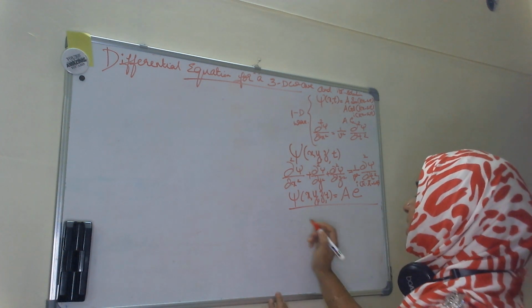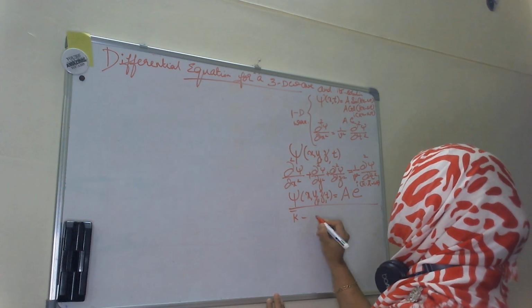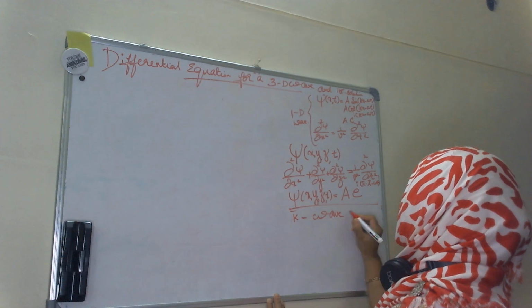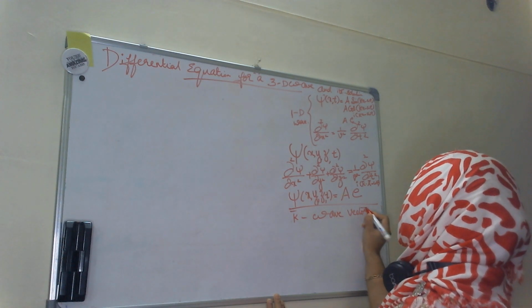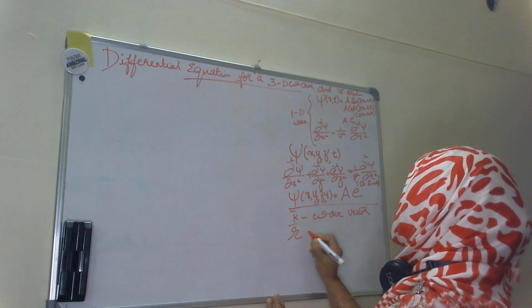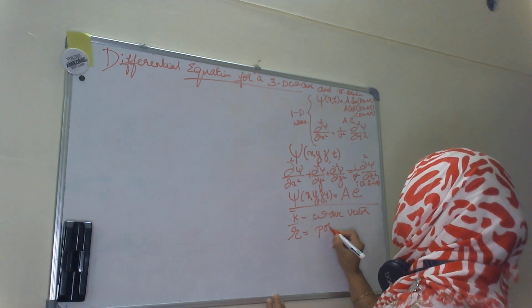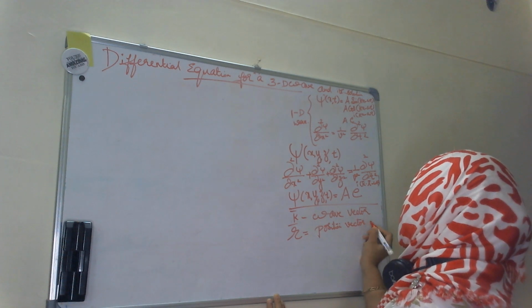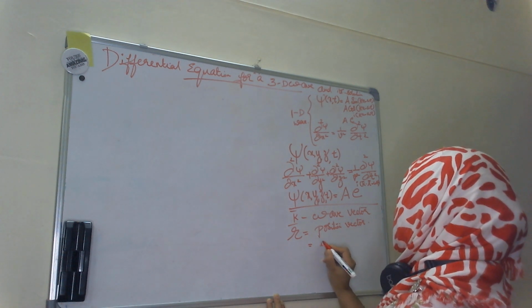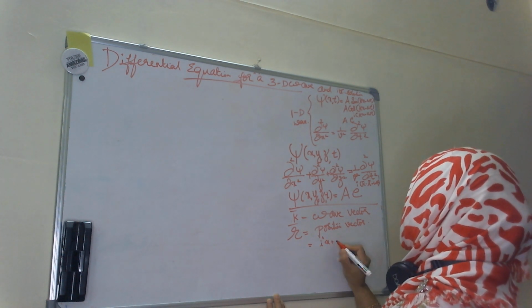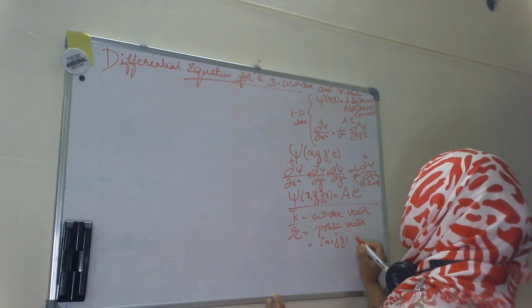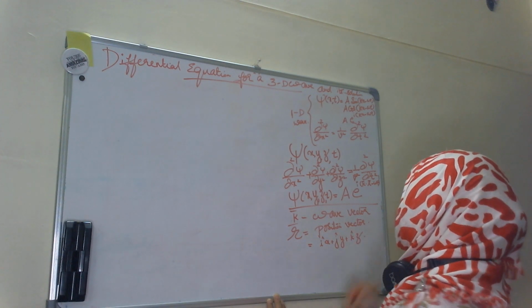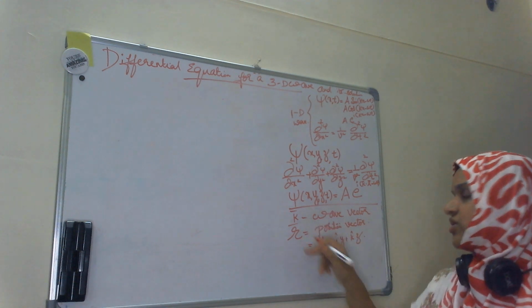So what is k? k is the wave vector, and r is the position vector, which can be represented as i x plus j y plus k z. This is the position vector.